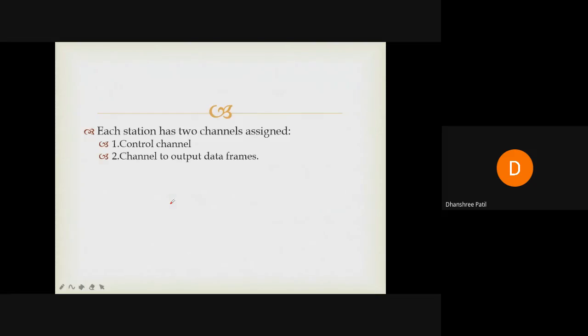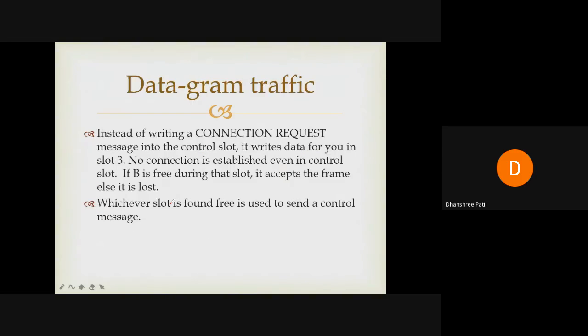Okay, and that is transmitted. If B is free during that slot, it accepts the frame, else that frame will be lost. So before transmission, no connection is established. Directly A is transmitting the data or frame to B. Yes, any doubt?